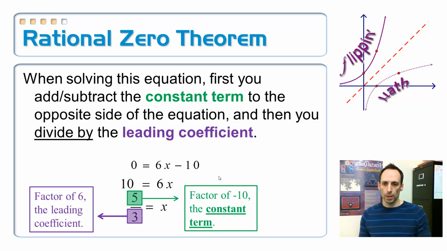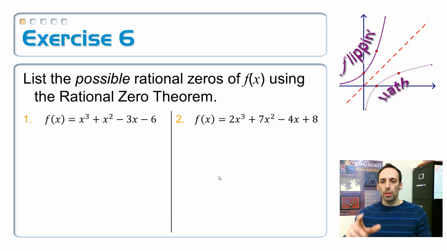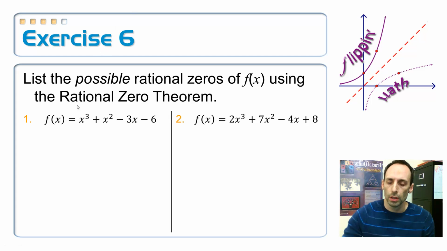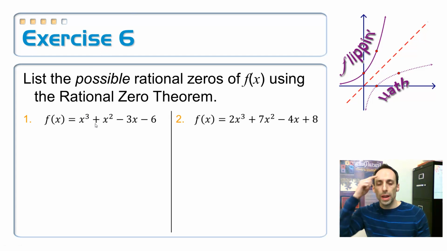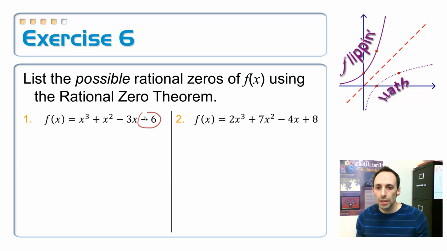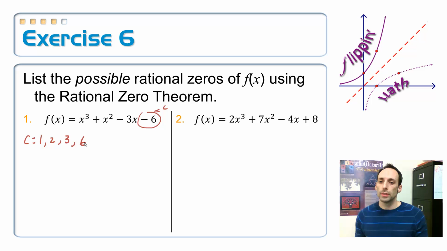All right. So let's apply this just to come up with a list of possibilities. What are the possible rational zeros based on that rational zero theorem? So for this first one, we have to look at this negative 6 here, and I want to find factors of that. So I'm going to call that one C. It's the constant term. We'll call it C. So what are all the factors of C? Well, I know 1 goes into it, 2 goes into it, 3 goes into it, and 6 goes into it.